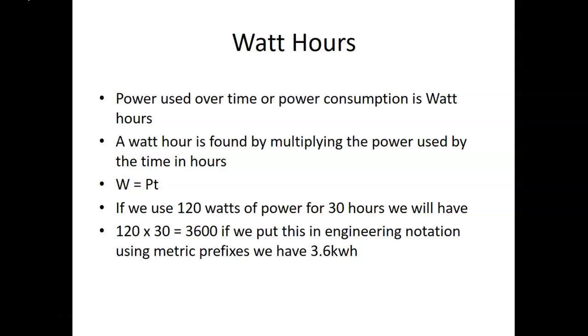So, a watt hour is found by multiplying the power used by the time in hours. So if you use 120 watts of power for 30 hours, you get 3.6 kilowatt hours.